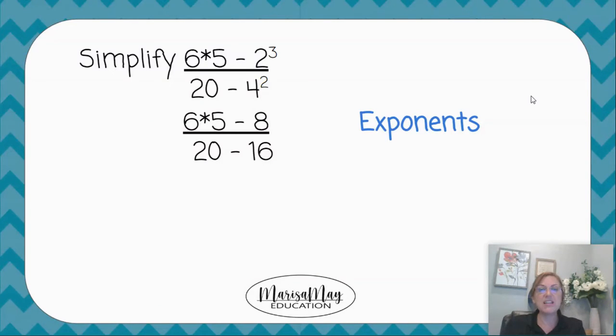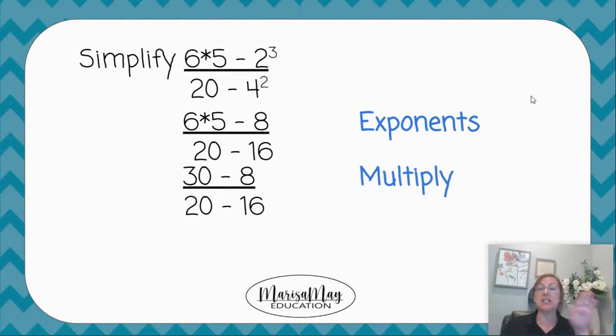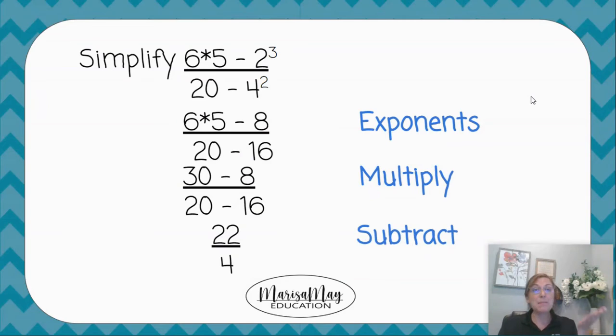All right, now that we've done the exponent step, let's do the multiply or divide. So looking at the top of this expression, you can see the 6 times 5 gave me 30. Now I get to subtract, but I'm going to subtract on the top and I'm going to subtract on the bottom. So on the top, 30 minus 8 gives me 22. And on the bottom, 20 minus 16 gives me 4.